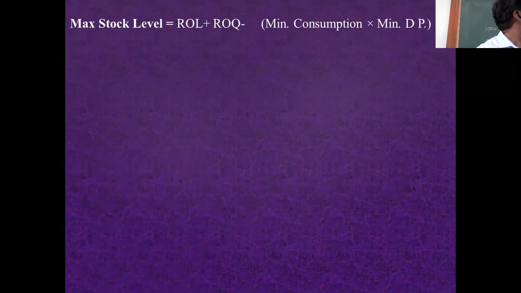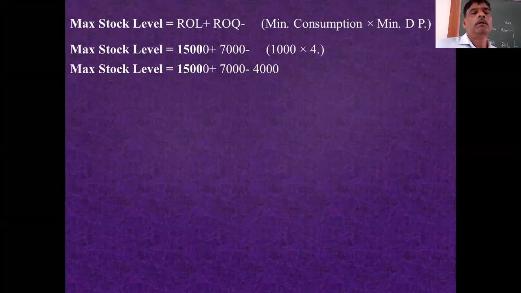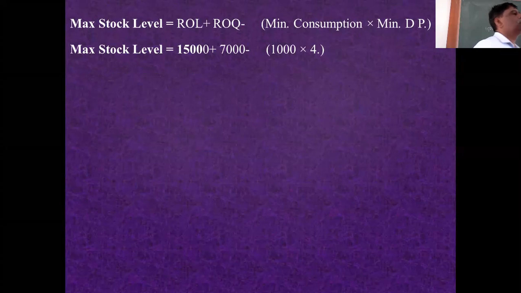Maximum stock level is equal to ROL plus ROQ minus minimum consumption into minimum delivery period. You fill the values. Your ROL is 15,000, already calculated in the first step. And then your EOQ now calculated is 7,000 minus minimum consumption into minimum delivery period. Minimum consumption is 1,000. Minimum delivery period is 4. 1,000 into 4 is equal to 4,000.